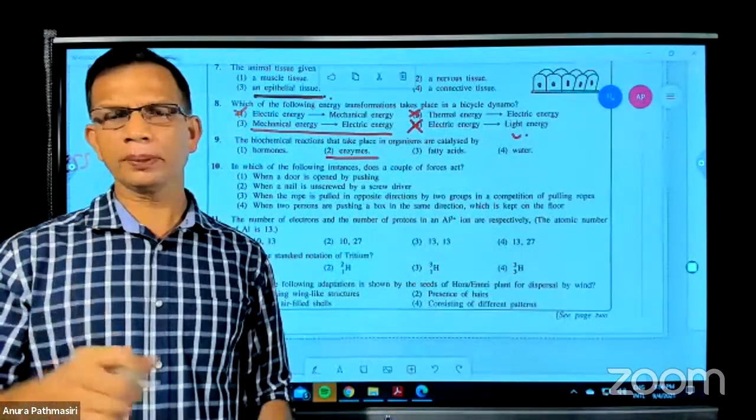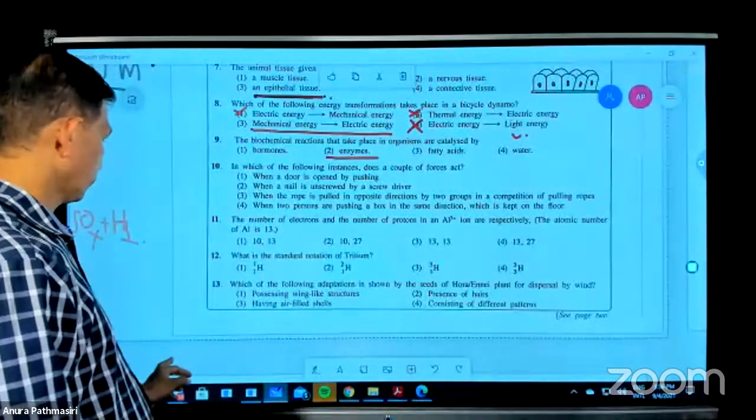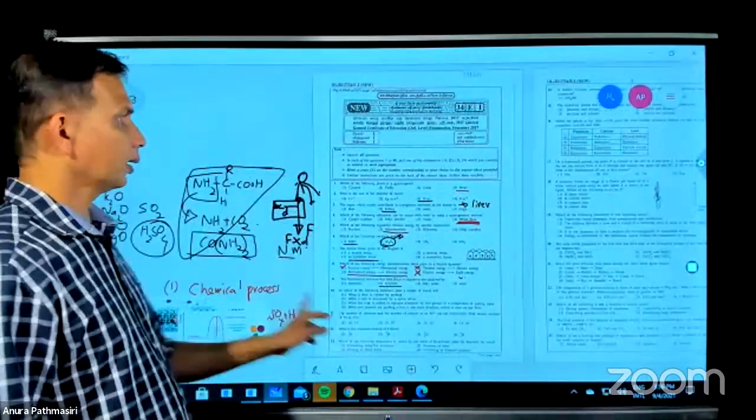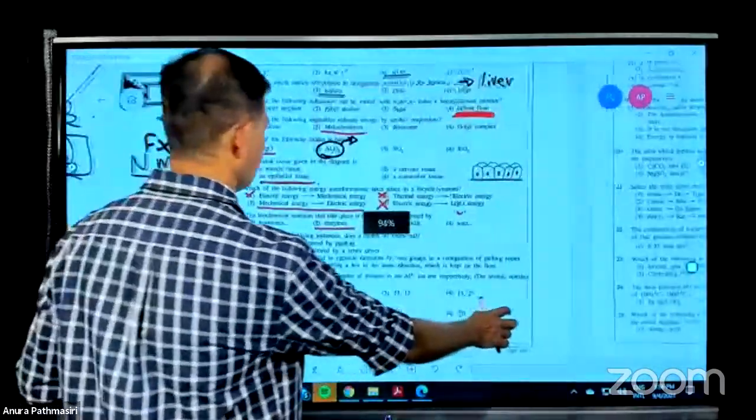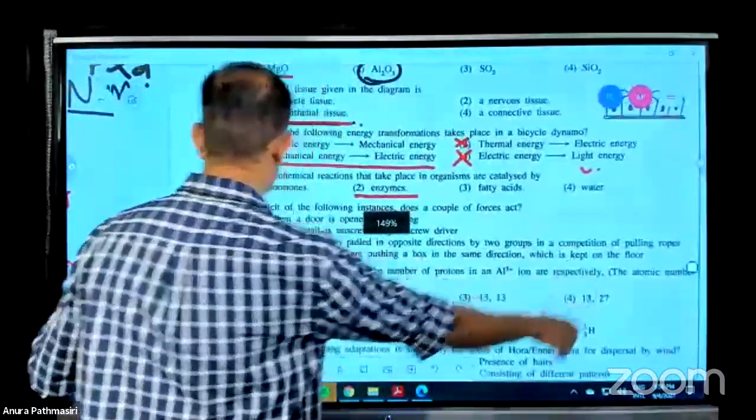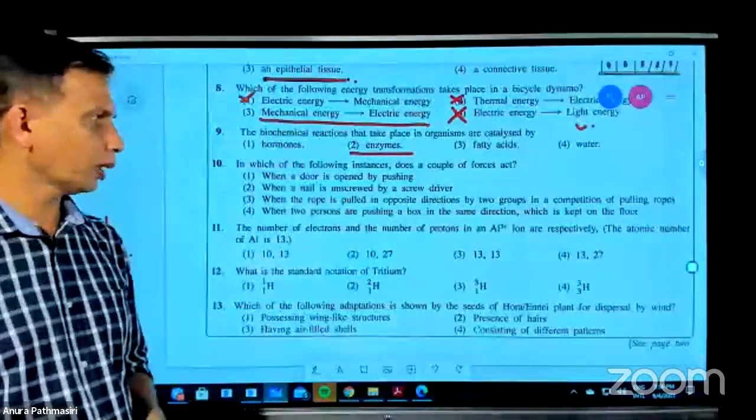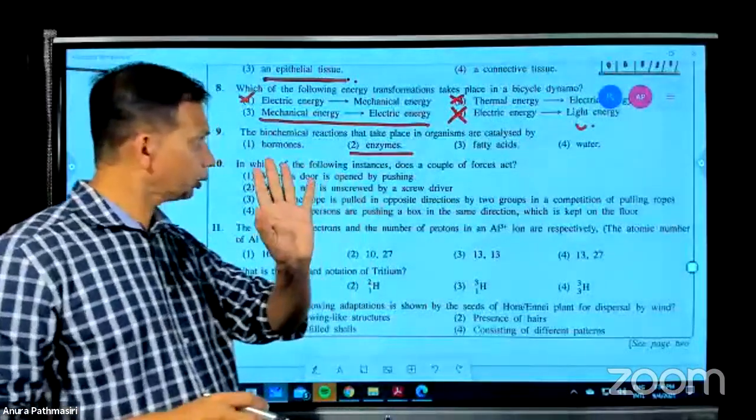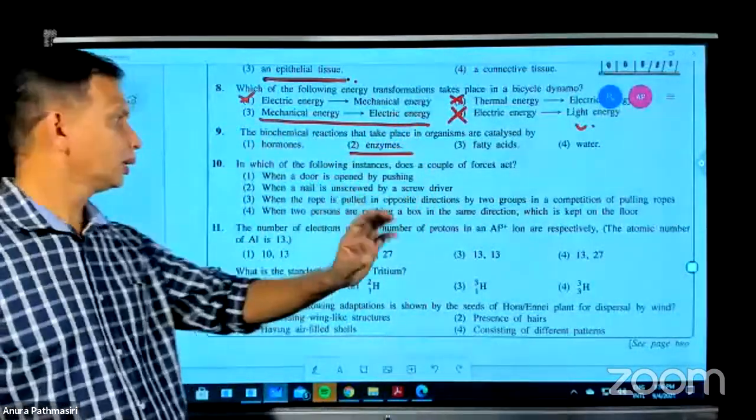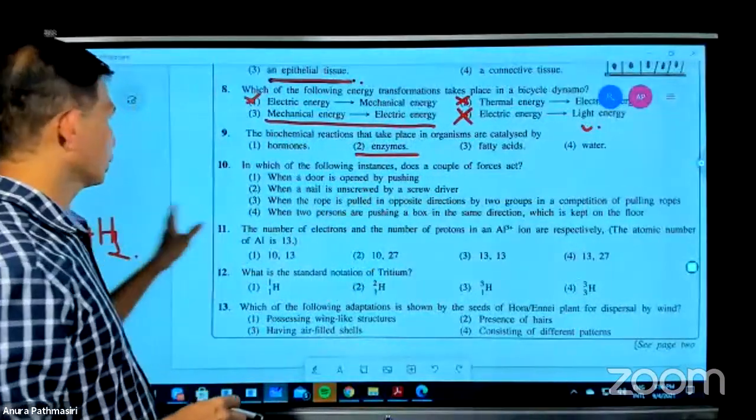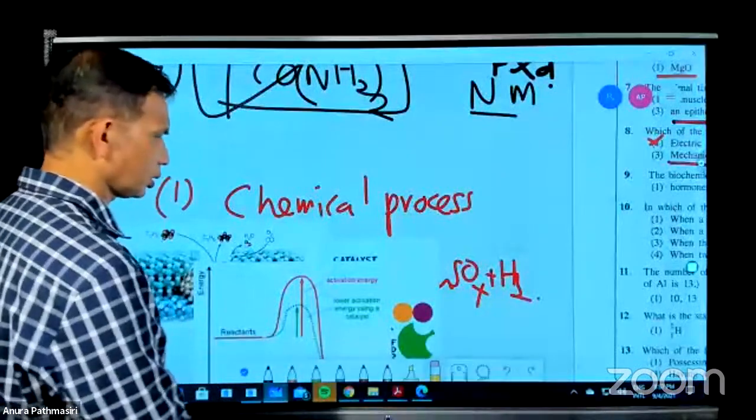When a door is opened by pushing, it's not a couple of forces, right? You don't have a couple of forces there. When a door is opened by pulling or pushing, only one force is applied. When a nail is unscrewed, you can see that this is the screw nail.